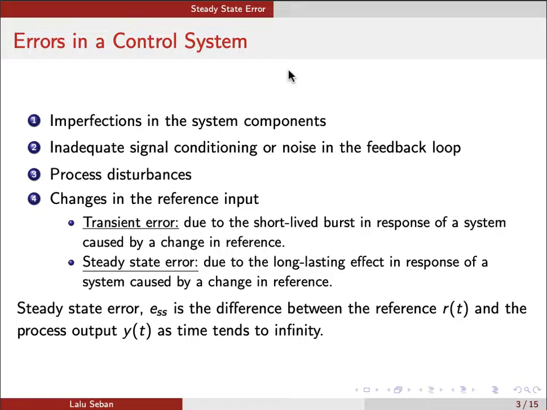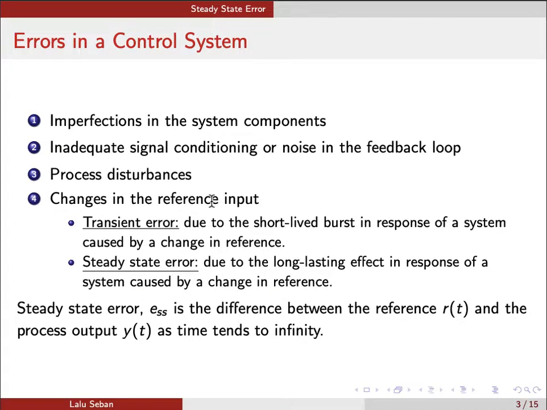Errors in a control system can be attributed to many factors. First one, imperfections in system components. There are many possibilities of imperfections such as static friction, backlash, amplifier drift, as well as aging of components. Then inadequate signal conditioning or noise in the feedback loop. Another main reason is process disturbances. Here our emphasis is on error due to changes in the reference input.